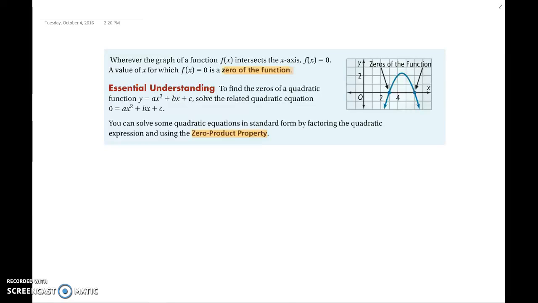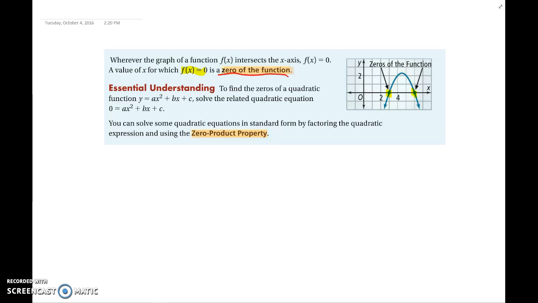All right, so the next thing that we're going to talk about in this chapter is solving quadratic equations. To solve quadratic equations, we need to find what are called the zeros of a function. The zero of a function is the value of x for which your y is equal to 0, or when your f of x is equal to 0. So we're looking at when our graph crosses the x-axis. So it's our zeros, and that's what helps us solve our quadratic equations.